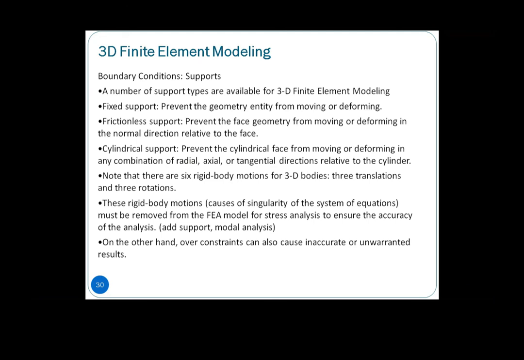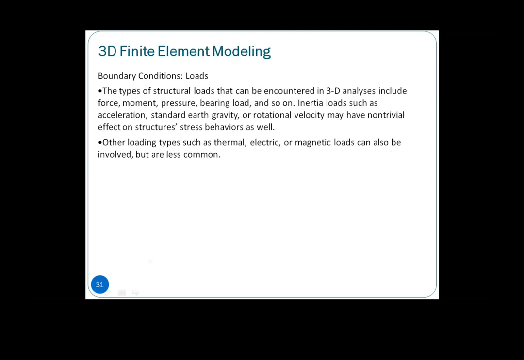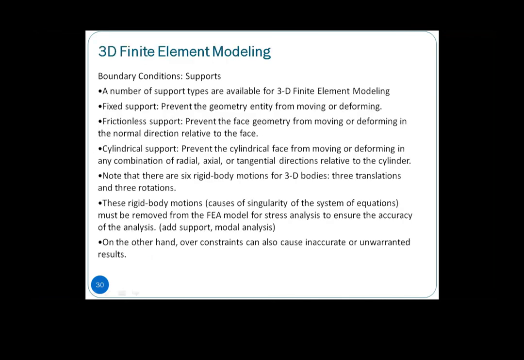In the case where you really want to look into its global deformation, global movement, then the supports have to be included to eliminate these rigid body motions. Okay, but make sure you don't over constrain it. Over constraints will cause inaccurate results. Basically it becomes too stiff, then the displacement itself doesn't reflect the actual conditions.